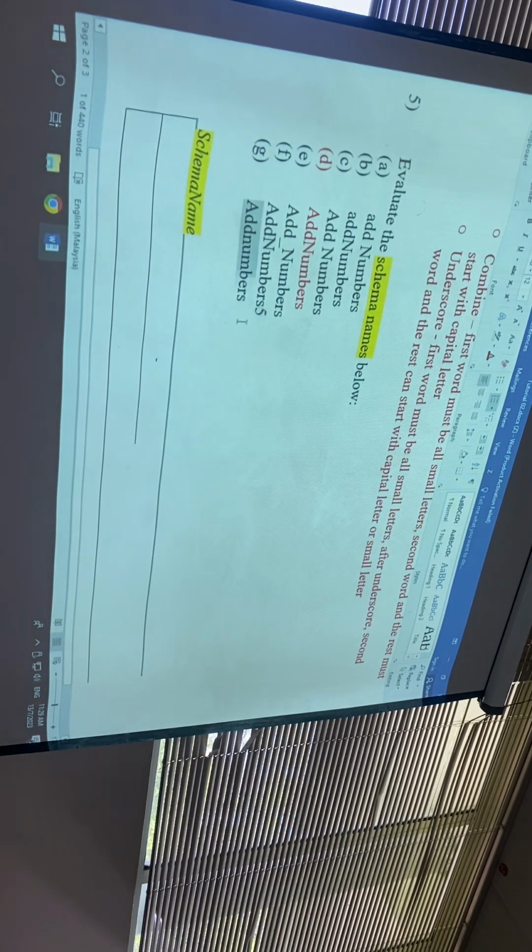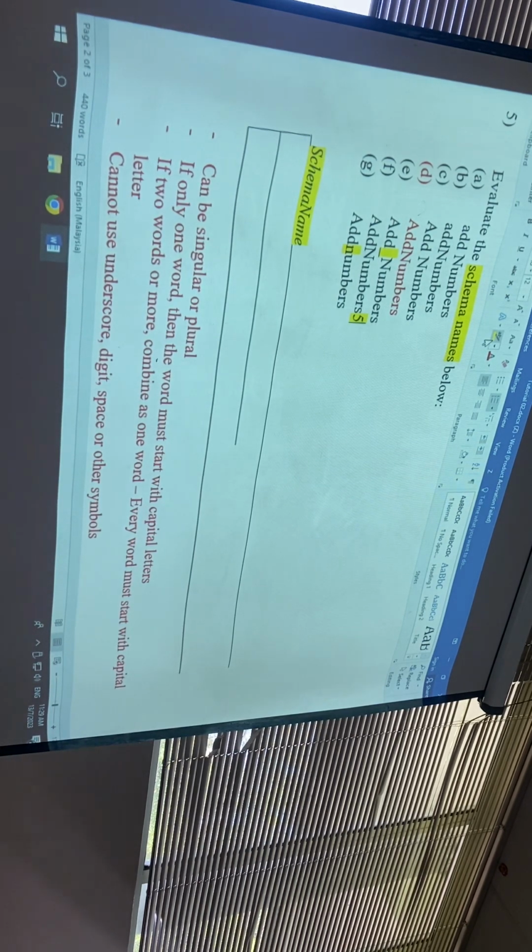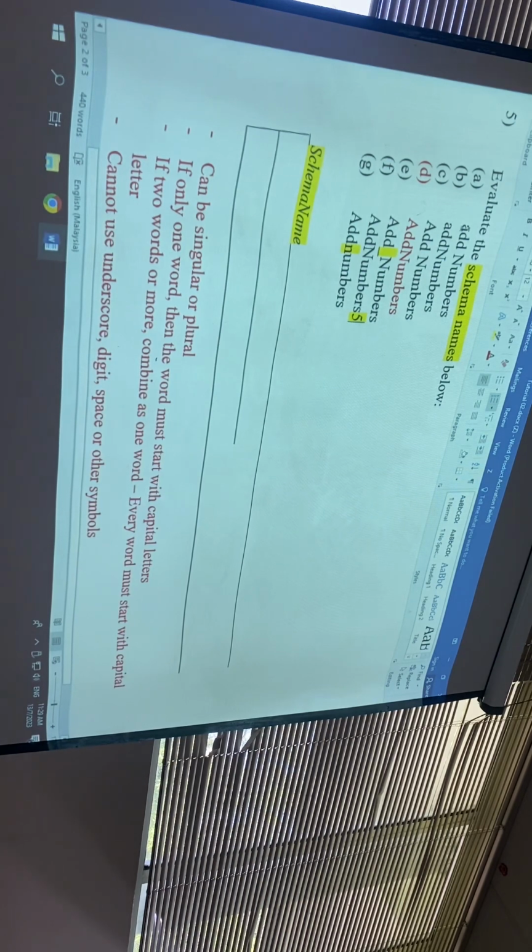And then G, also invalid. Okay, invalid also because even though the first word starts with capital letter, the second word here must also start with capital letter. So I highlight that one. So this one actually is okay, because of N, that N must be in capital letter.